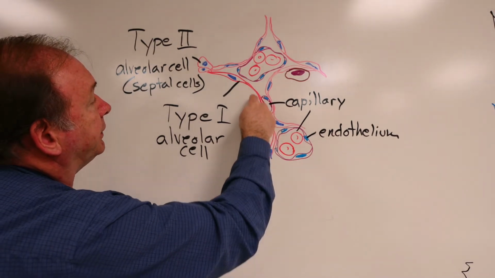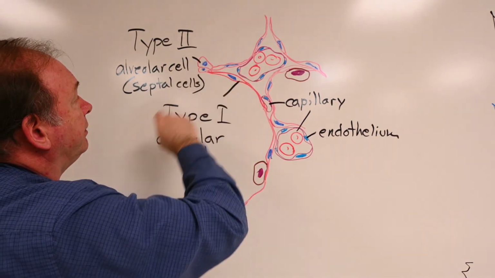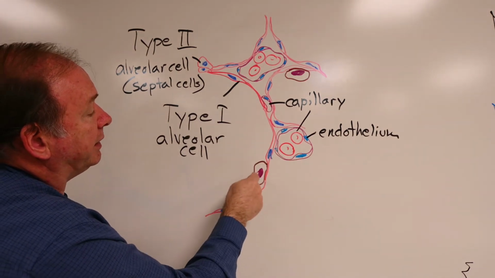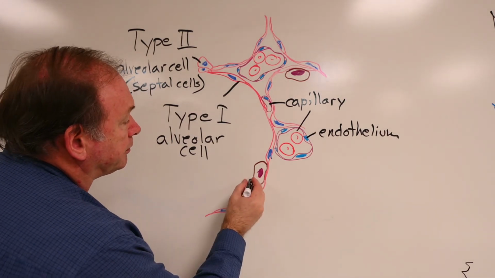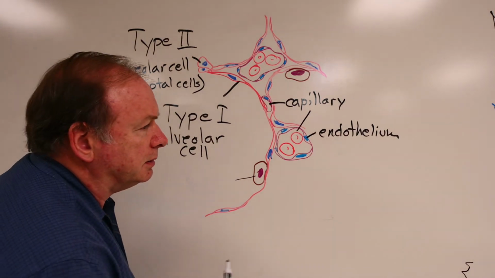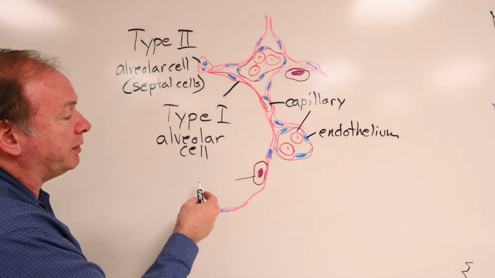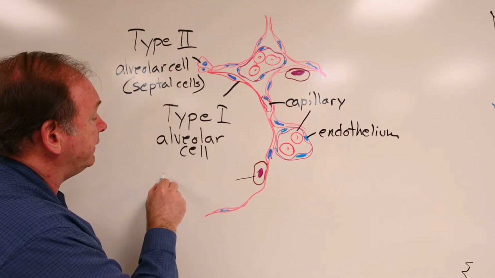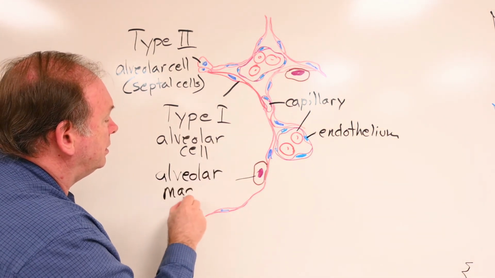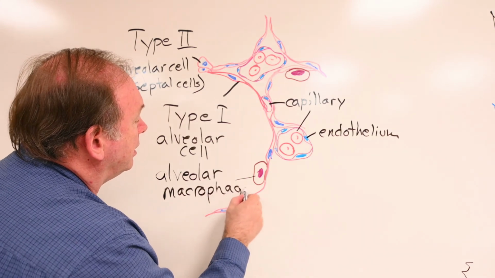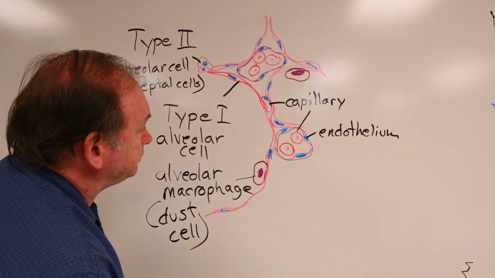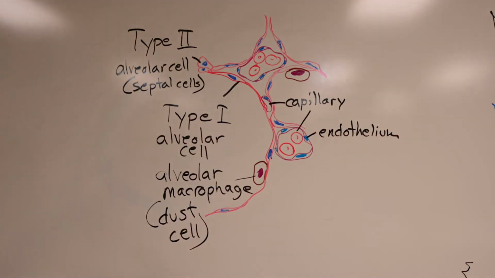In addition to those cell types, the endothelium and the 2 types of alveolar cells and the blood cells that go through the vessels, we have another cell type. These are macrophage cells that are intended to remove debris from your alveoli. So this is an alveolar macrophage, also known as a dust cell. Alveolar macrophage or dust cell.